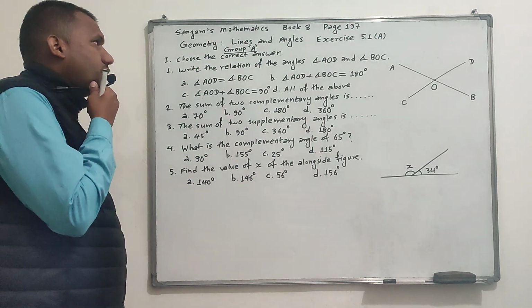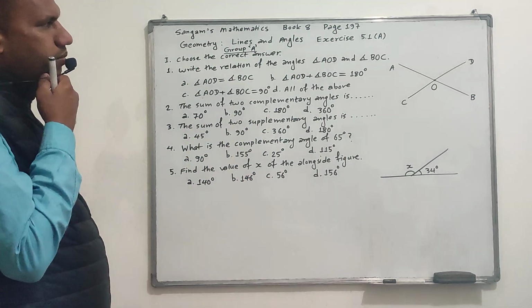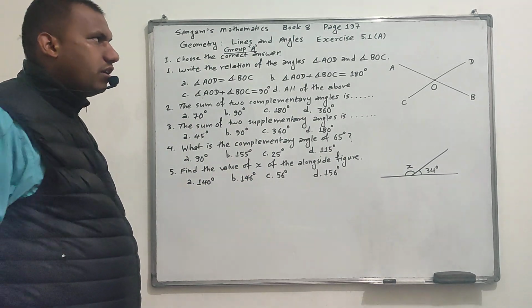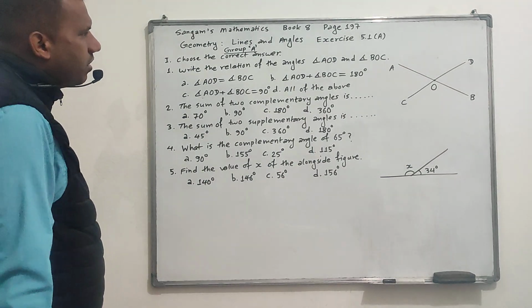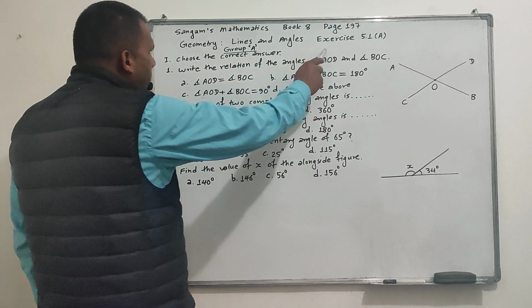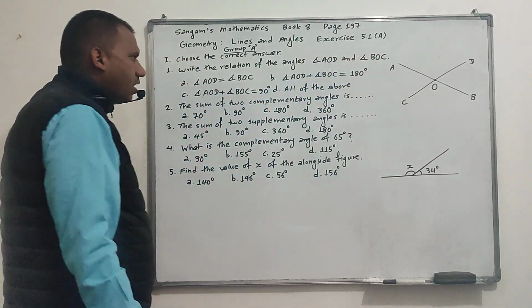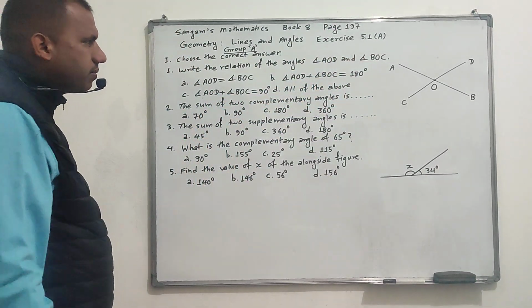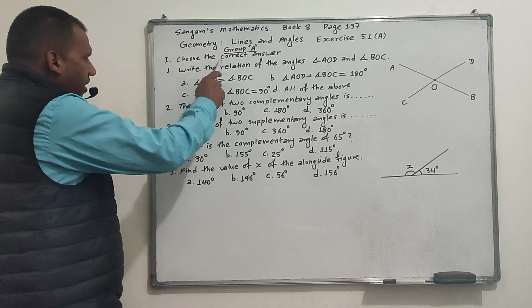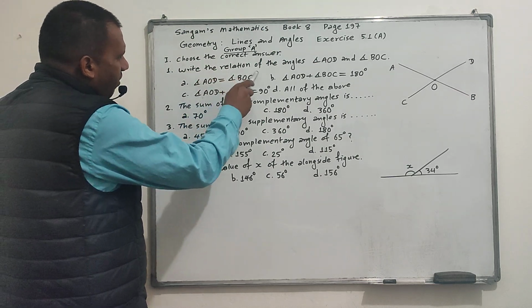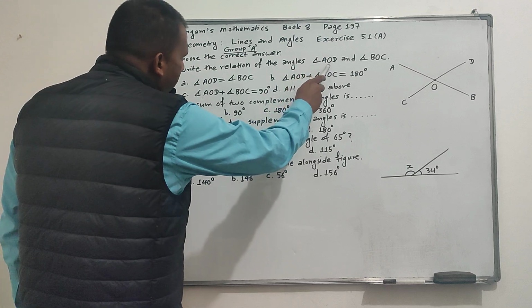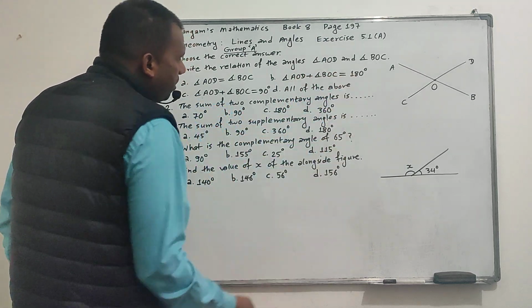Today we will solve questions from Sangam Mathematics, Book 8, page 197, from Geometry. The topic is lines and angles, exercise 5.1a. Let's start from group A. Choose the correct answer. Question number 1. Write the relation of the angles angle AOD and angle BOC.